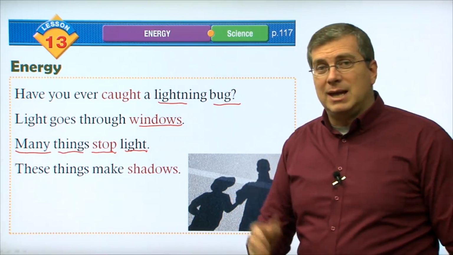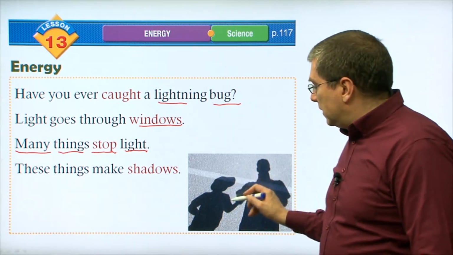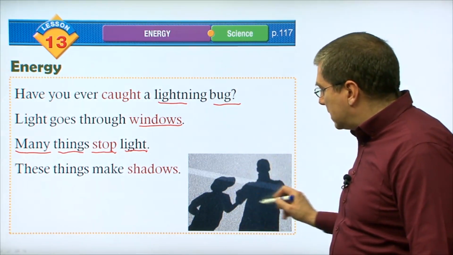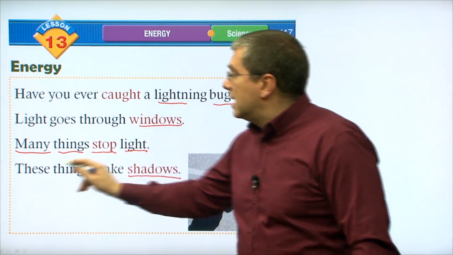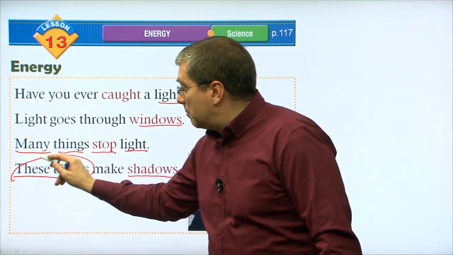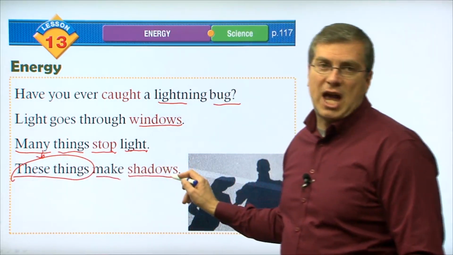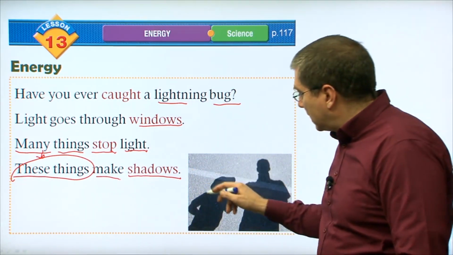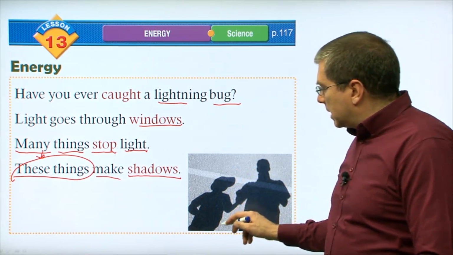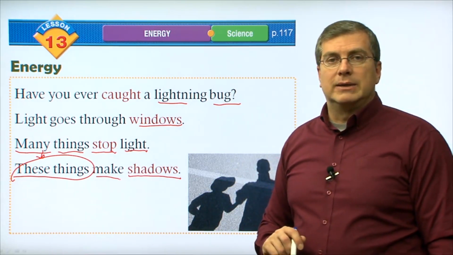Cars stop light. And what happens? If it stops a light, well, then we make these things here. These things are shadows. So many things stop light. Many things make shadows because light doesn't go through them. So we get a nice, interesting shadow because light doesn't go through their bodies. Okay.